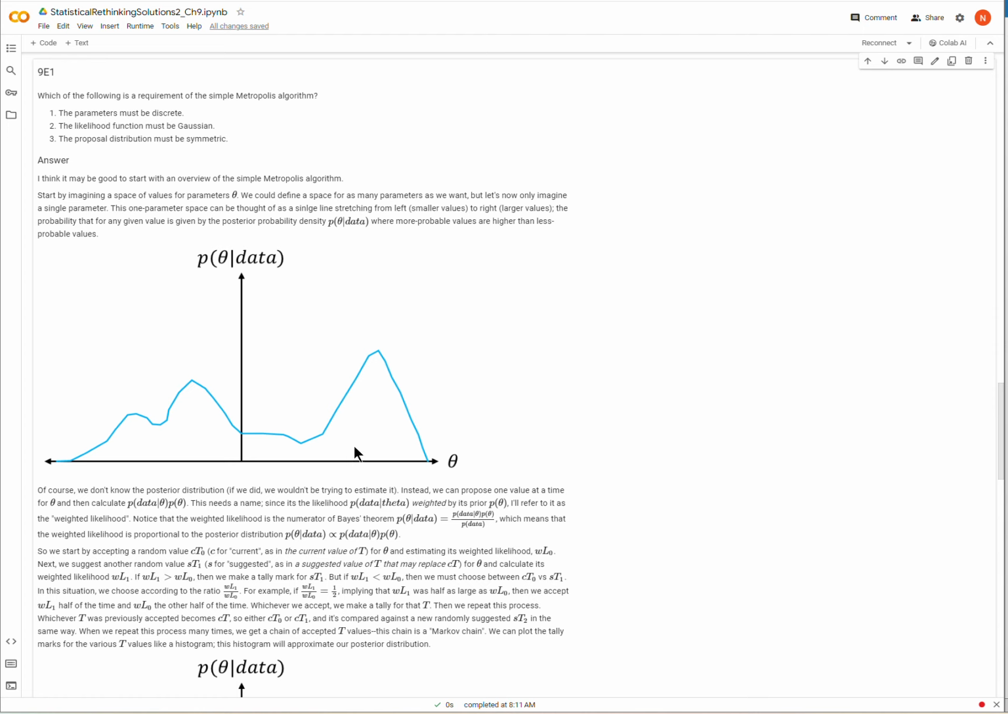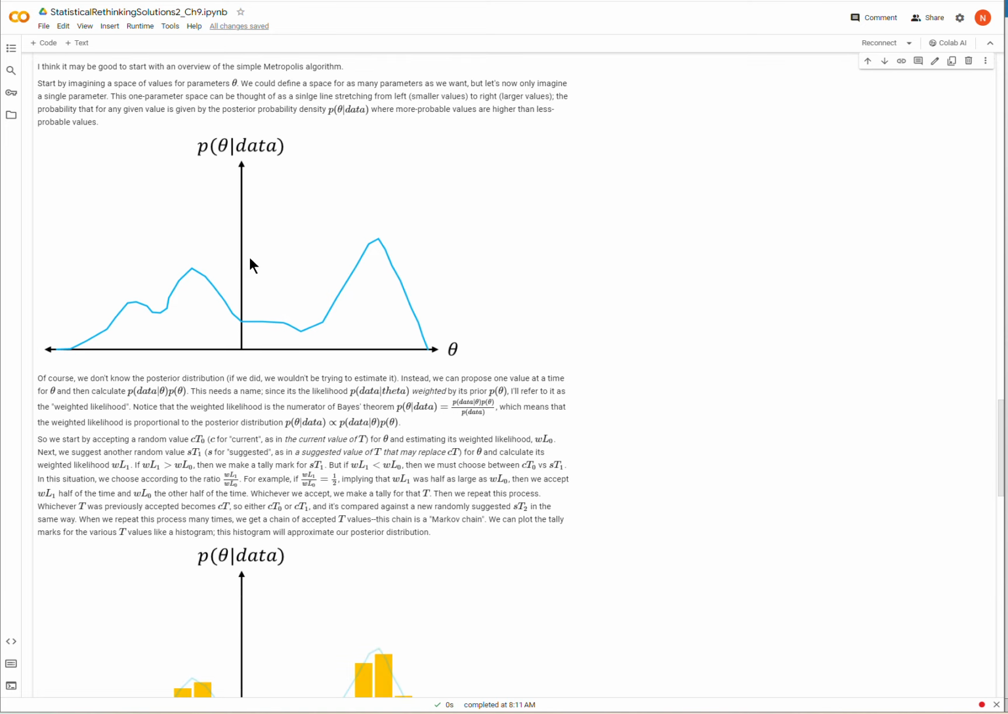Now the posterior distribution sits in this space. The posterior is represented here by this blue line, so it has a particular probability for any given value of theta. More probable values, of course, have a greater amplitude on the y-axis, our probability axis. Now what we want to do is to be able to estimate or calculate this curve here.